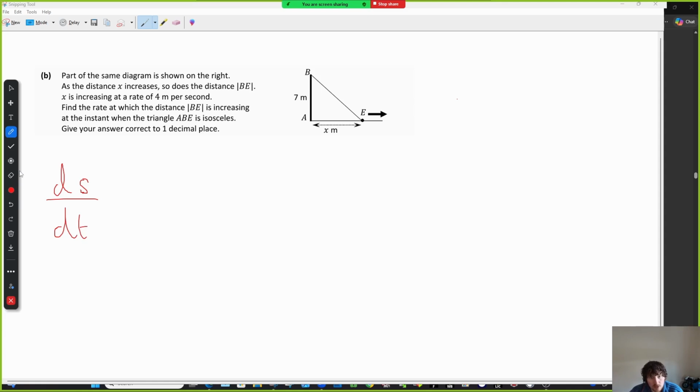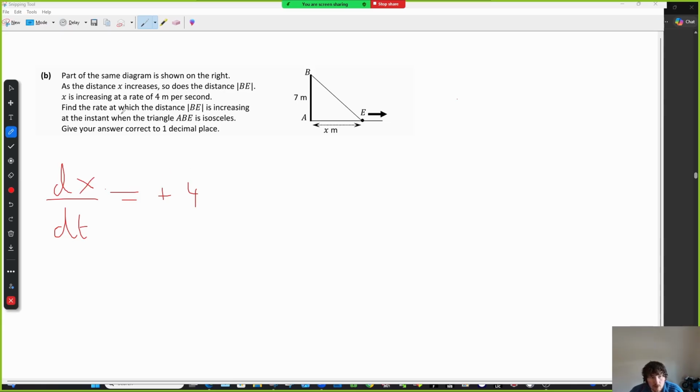Now what we could call it as well, we could call it dx dt. Okay, and that's probably not a bad name for it as well. So we can say how x is changing. dx dt is actually not a bad name for it. So it's a plus 4, and we can write meters per second if we want, but the units are kind of in meters per second. Okay, there's no tricks there. So this is the thing we're given.